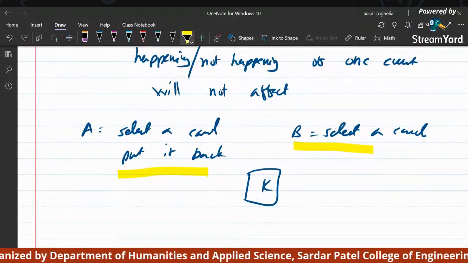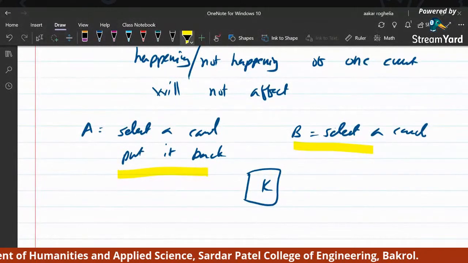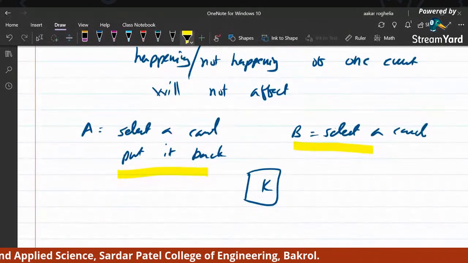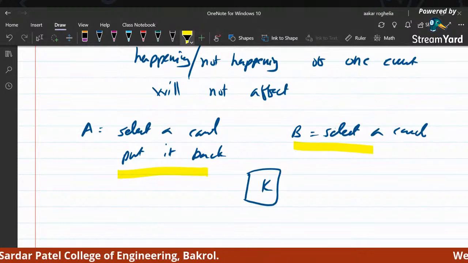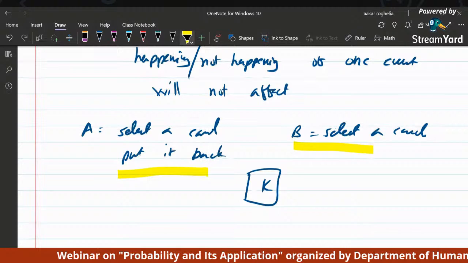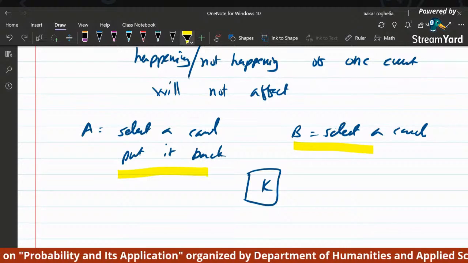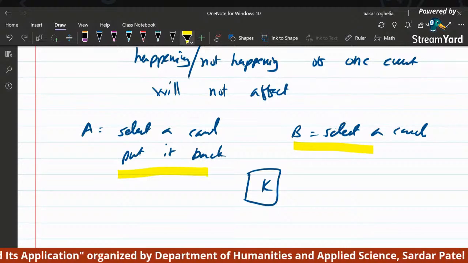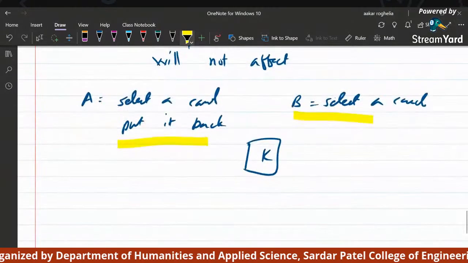But by chance, if we don't put it back, like in B, there is no specification. So B selected a card, but he is not putting it back. He has kept it in his pocket. Then if A wants to select a card, again, yes, it will depend on what card he has got. That is what independent and dependent events mean.